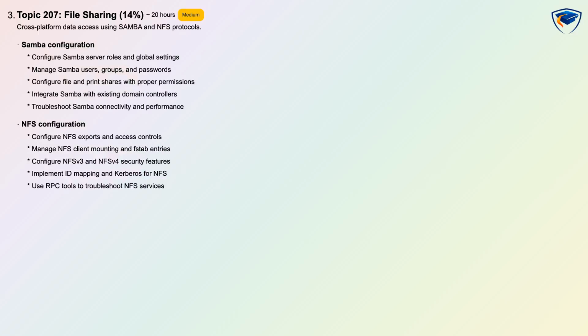Topic 207. File sharing is weighted 14% and focuses on cross-platform data access using Samba and NFS protocols. This medium difficulty area needs around 20 hours of hands-on and conceptual practice. You will configure Samba server roles and global settings, manage Samba users, groups and passwords, and create file and print shares with correct permissions while integrating with domain controllers.